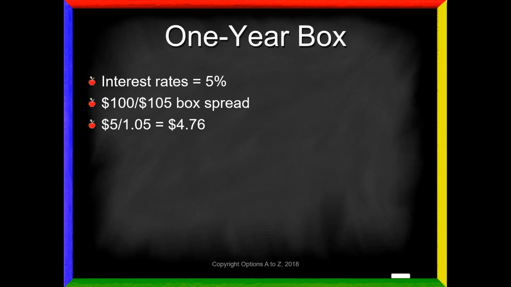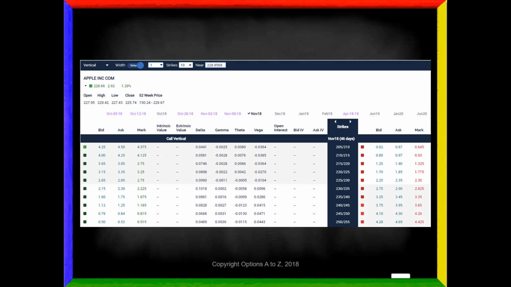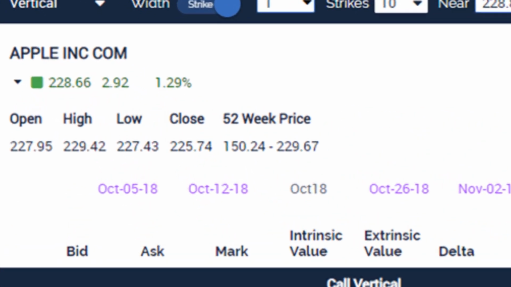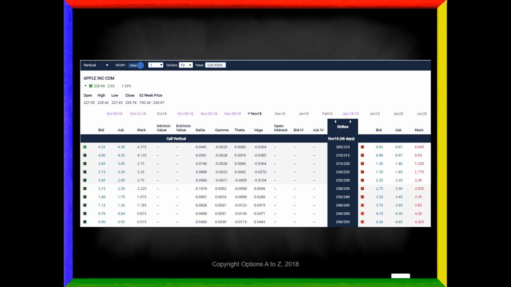Well, that's all fine and good, but you're going to see in the real world when we start dealing with two prices, a bid and an ask, and not only that, but a bid and an ask on two different spreads, we don't get anywhere close to this theoretical pricing. So for example, let's take a look at Apple, which was trading for $228.66. And let's just say that we were interested in this 46-day vertical spread at 225-230 strikes, whether it's the call or the put spread. How can we use the box spread to figure out where we could possibly place our trades and have a reasonable chance of getting it filled?